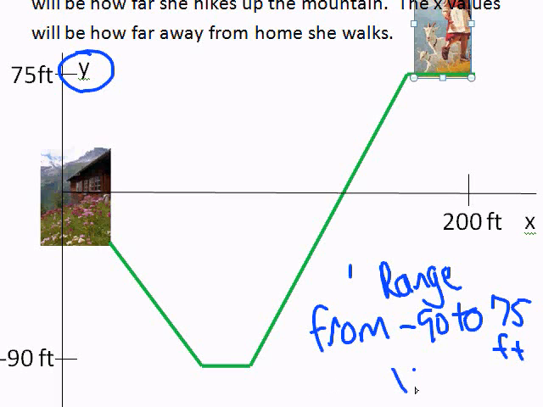The way we list that is our y values are between negative 90 and 75. So our y values are bigger than or equal to negative 90 and less than or equal to 75. And there you go, we've written the domain and range for this particular situation.